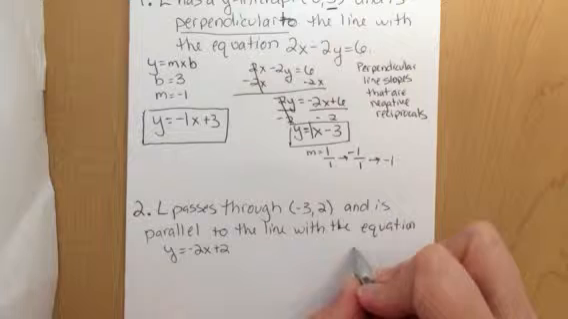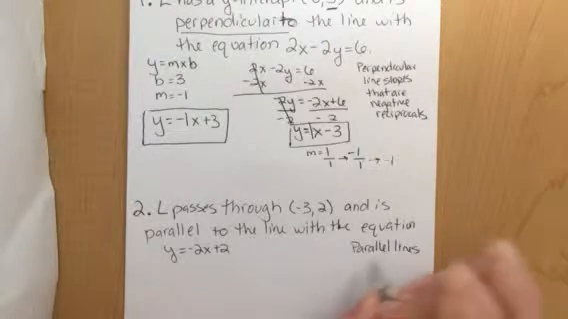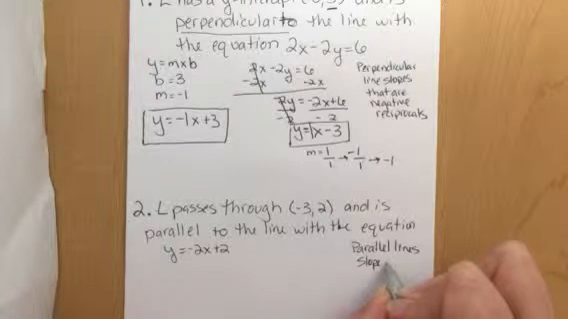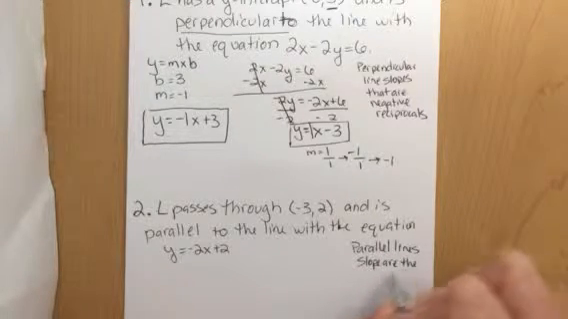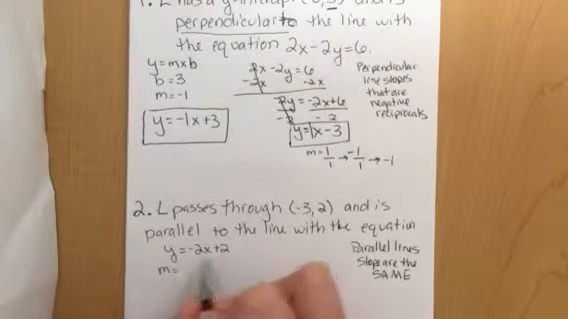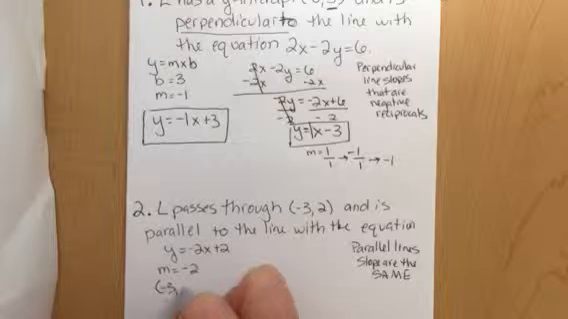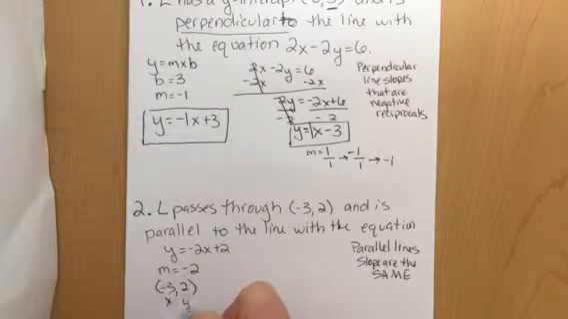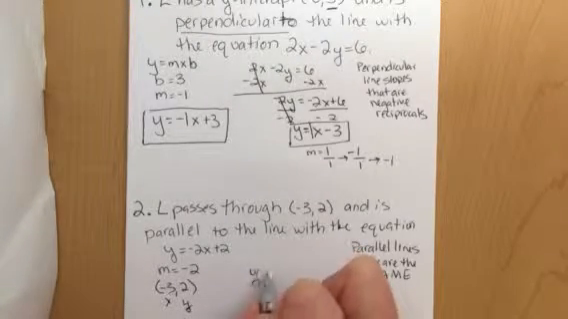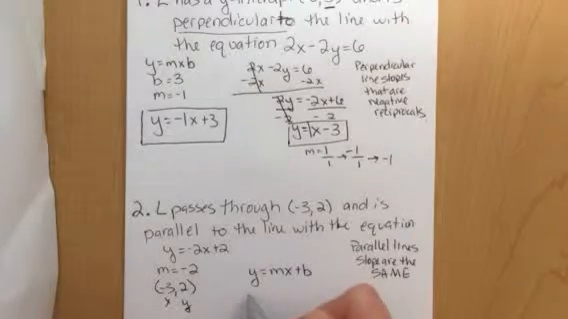If it's parallel, right, parallel lines, the slopes are the same. So the slope here in this equation is negative 2, so our slope is going to be negative 2. Then we know that it passes through point (negative 3, 2). This is our x and our y value. So all we have to do, because we're trying to find our equation, is plug in everything we know and solve for what we don't know.